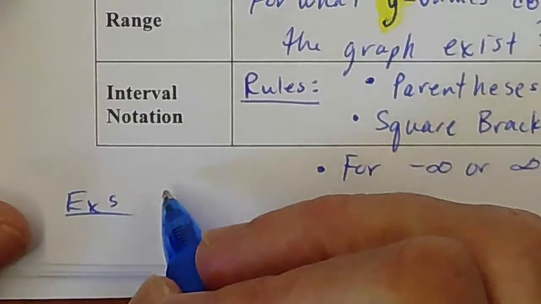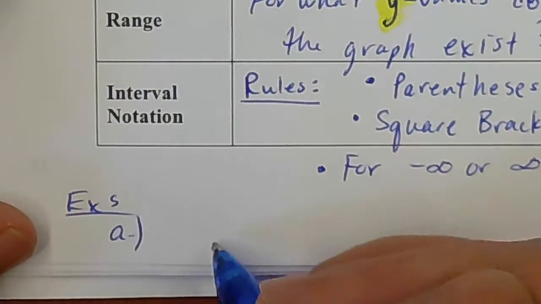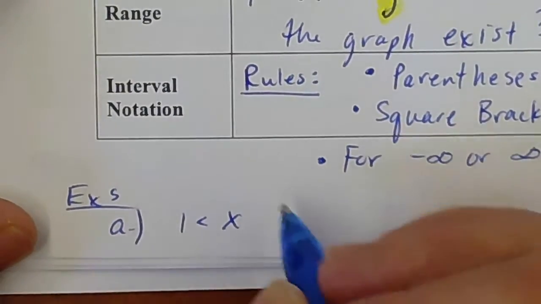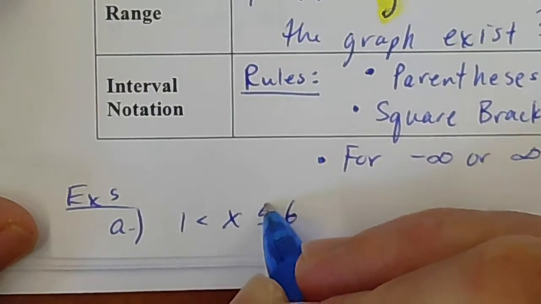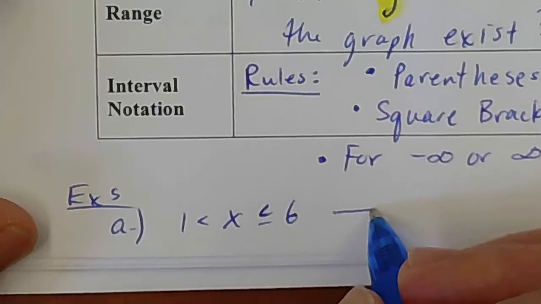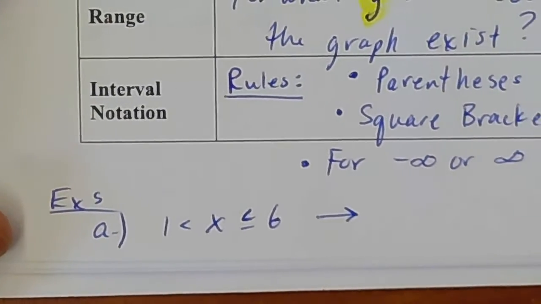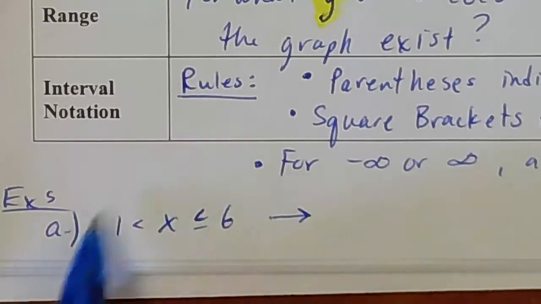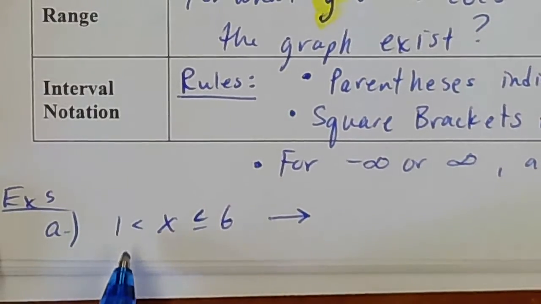All right, so here's an example. Why don't you write this down? Part A. X is greater than 1 and less than or equal to 6. There it is in what's called a compound inequality. To convert this to interval notation, let's follow our rules. Think of like a number line. What's the lowest number in this inequality? Obviously 1.